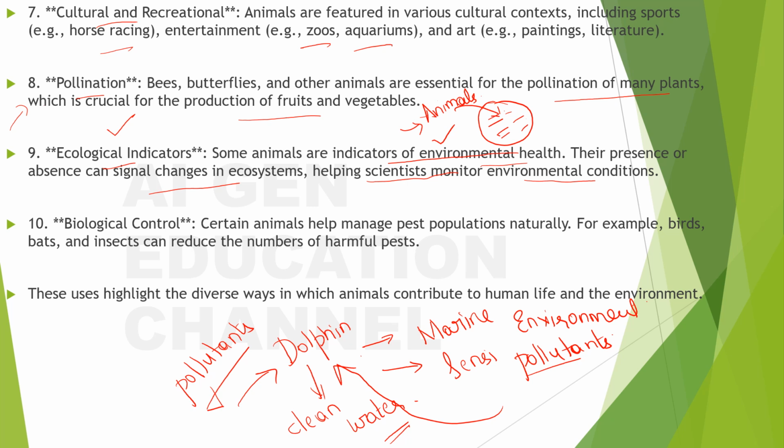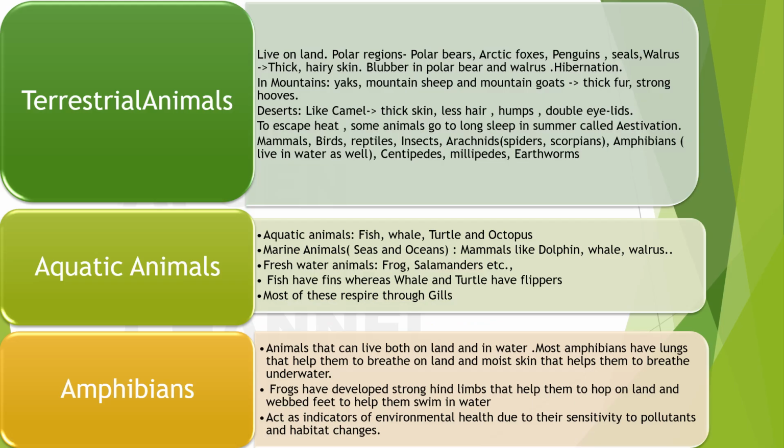Next, biological control. Certain animals help manage pest populations naturally. For example, birds, bats and insects can reduce the number of harmful pests. These uses highlight the diverse ways, diverse means different, ways in which animals contribute to human life and the environment. Okay. Now let us see about the topic called adaptations of animals to the environment.